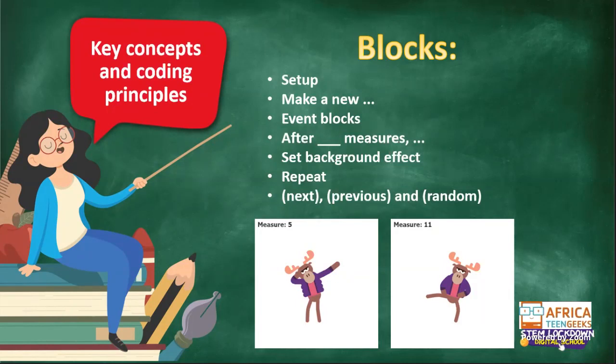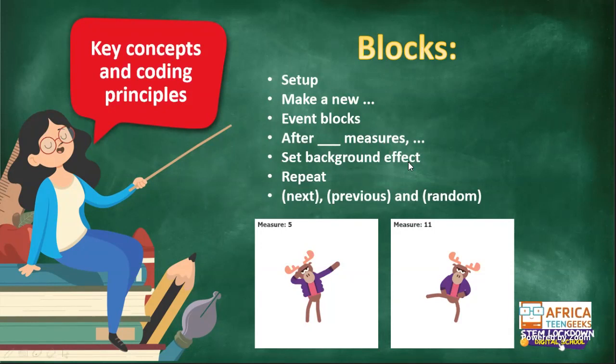Today you will see these new blocks, the setup block, the make a new event blocks. And then there will be one that says after an amount of measures. So something like after 4 measures, the moose will start clapping his hands. So you can put different things in there, but this is how we time our coding. So you can change it to 4 measures, 6 measures, 8 measures, whatever you want, and then see what happens.